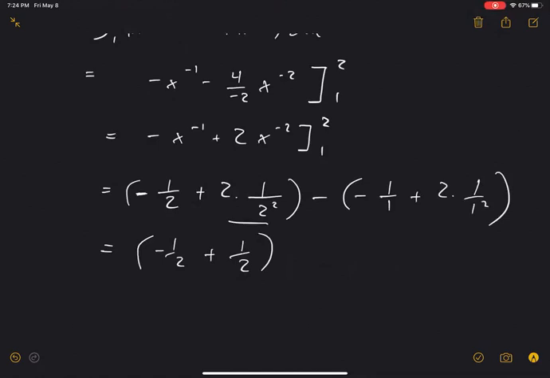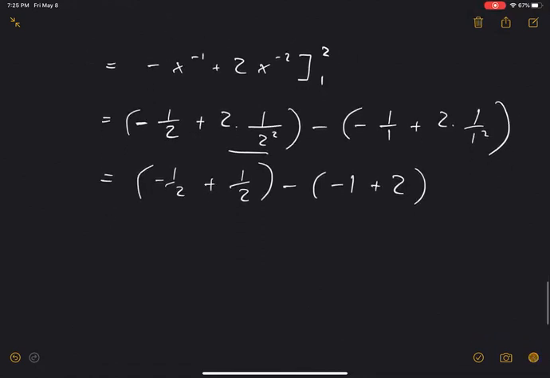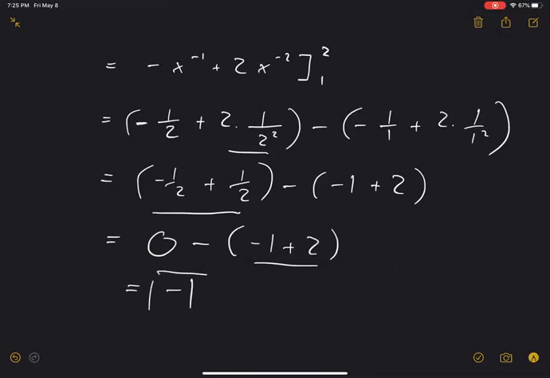This term is going to be equal to 1/2. So I got minus 1/2 plus 1/2 minus, negative 1 plus 2. So that's 0. This term 0 minus negative 1 plus 2. Well, this is positive 1. So I have minus positive 1. So my answer should be negative 1.